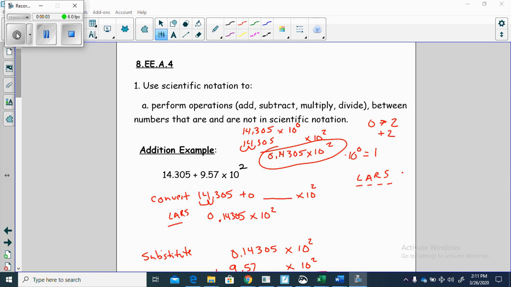This is standard 8.EE.A.4. We're going to use scientific notation for several things. First, we're going to perform operations like addition, subtraction, multiplication, and division between numbers that are and are not in scientific notation. On this one, we're going to start with addition.